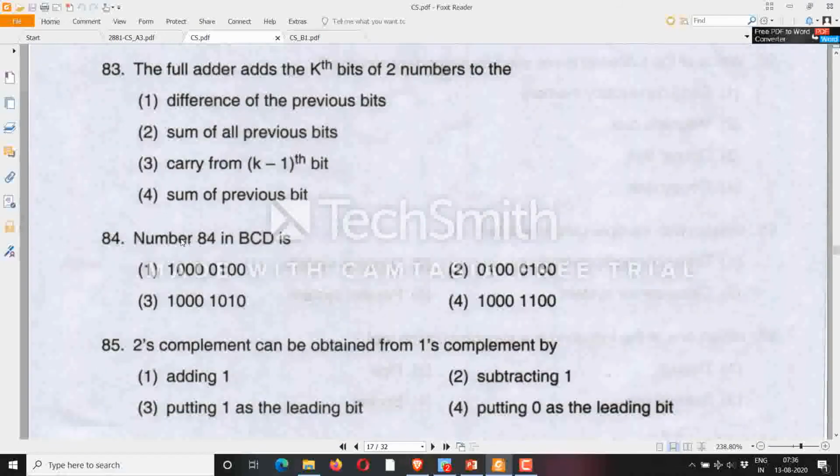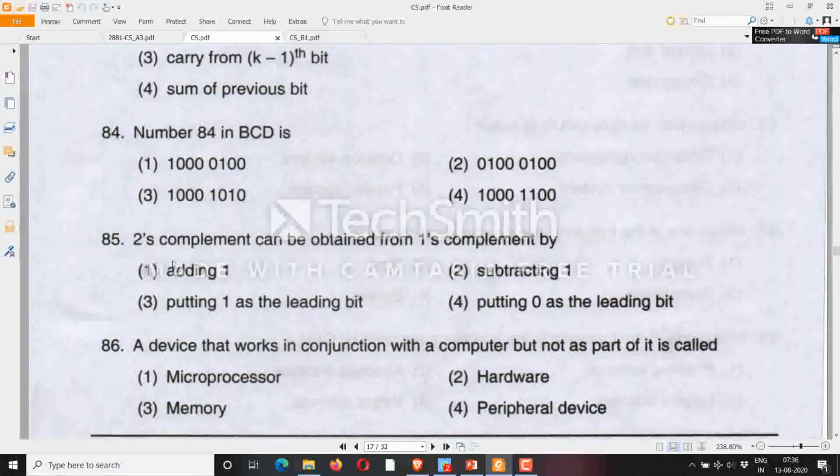Now here they have taken the example of the number 84 in BCD. BCD stands for binary coded decimal. So here it should be 8. How do we represent 8 in binary? It is 1000, and 4 is represented as 0100. The solution for this is 10000100. Then the next question is, 2's complement can be obtained from 1's complement by, how do we do that? By adding 1 to the 1's complement.